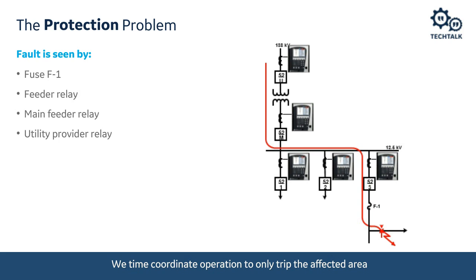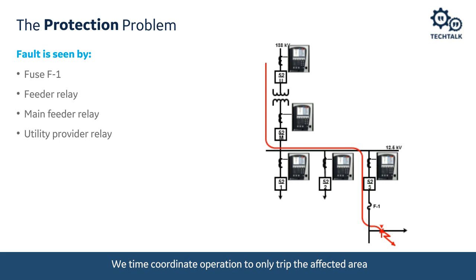So really our problem is to only trip, or only remove, the affected section that has a fault on it. But that problem is compounded because all of these devices are going to see the fault. We know that they're all going to see the fault because of Kirchhoff's node rule, right? The current is flowing through all of these devices to get down to the fault. So we have to in some way coordinate these devices to only trip the affected section. The way that we typically do that, and the way that we've done that for 100 years, is with time overcurrent protection.